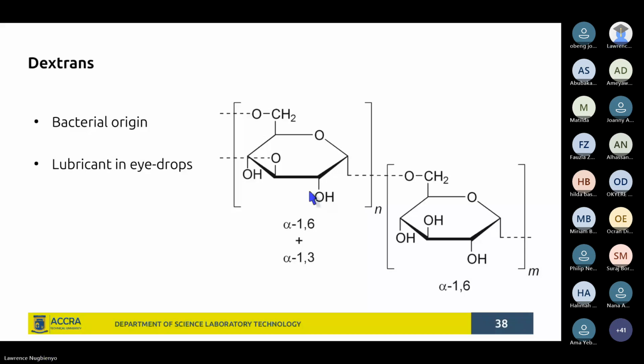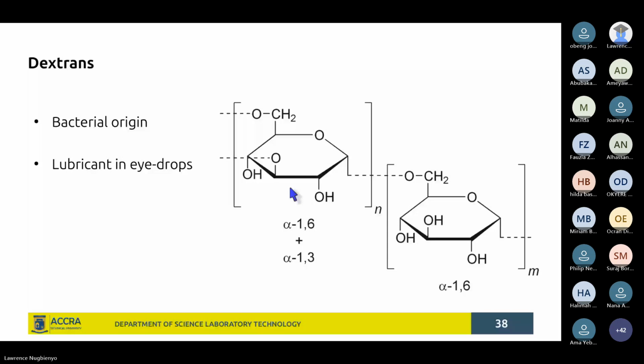Now, dextrans have a bacterial origin in the sense that bacteria produce these dextrans to form biofilms, a slimy structure, sort of a covering in which the bacteria can freely grow.